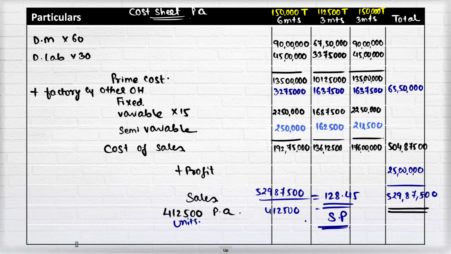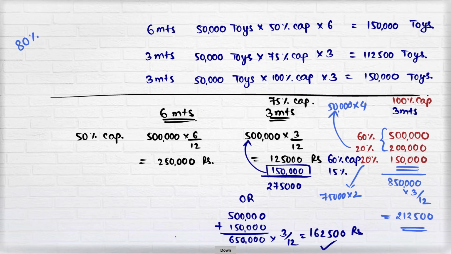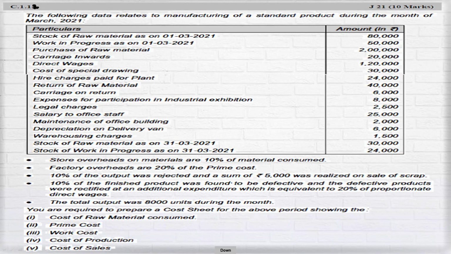Why? They are saying, given the above scenario, advise whether the company should accept the offer of 130 and 129. In both cases, the answer will be yes, because we will be earning our desired profit. This is all again repetition. It is C 1.12.